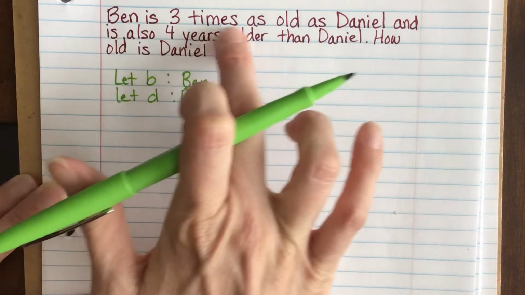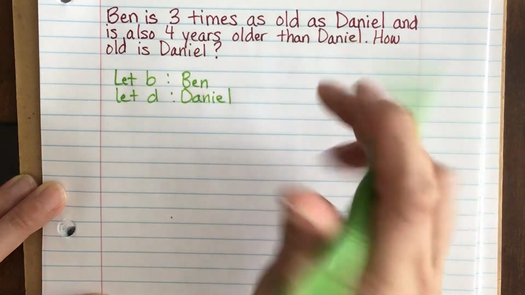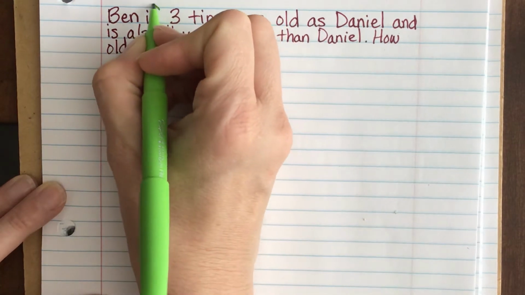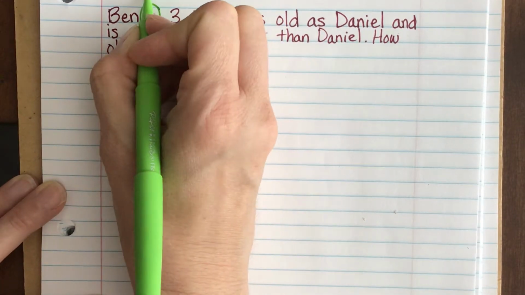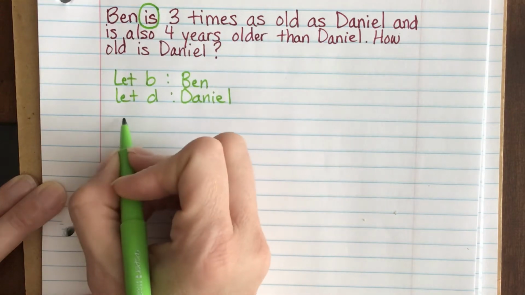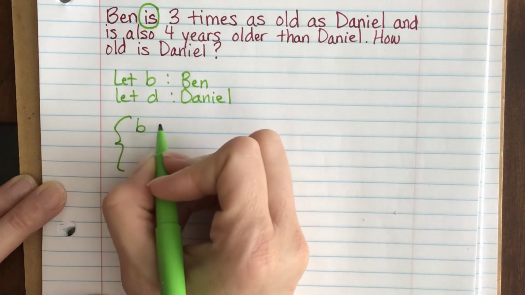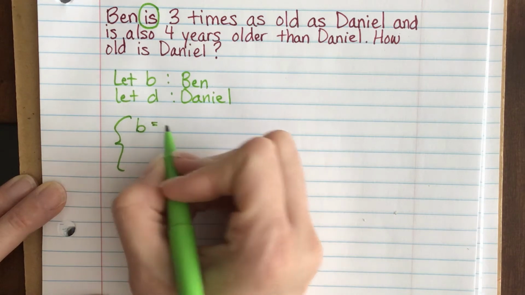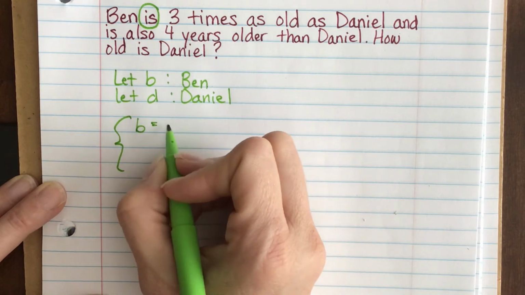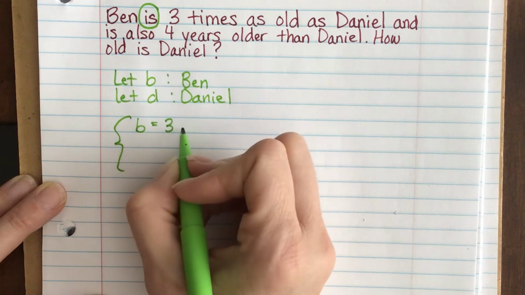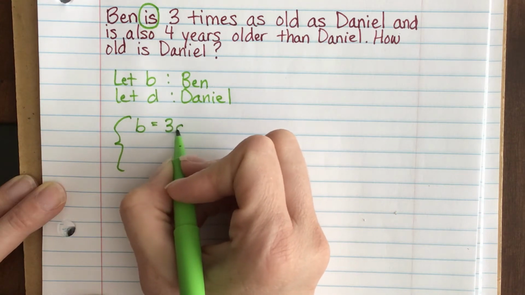Ben is 3 times as old as Daniel. I'm going to give you a hint here. Anytime that you see the word "is," it's an equal sign. So for our first equation, we're going to use B for Ben, is, which means equal, 3 times as old as Daniel. So 3 times Daniel's age, so 3D.